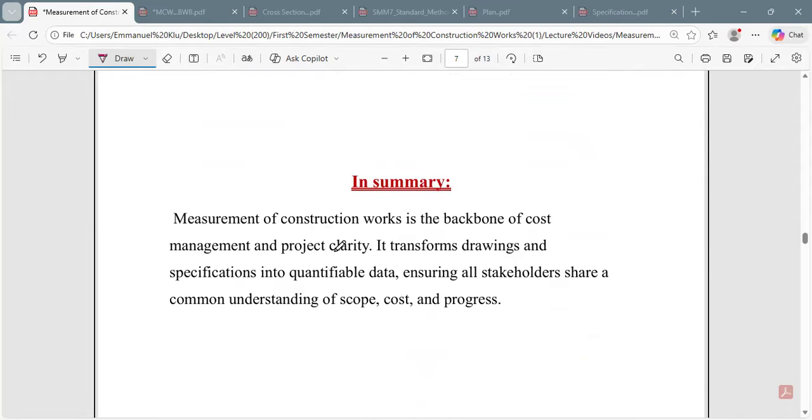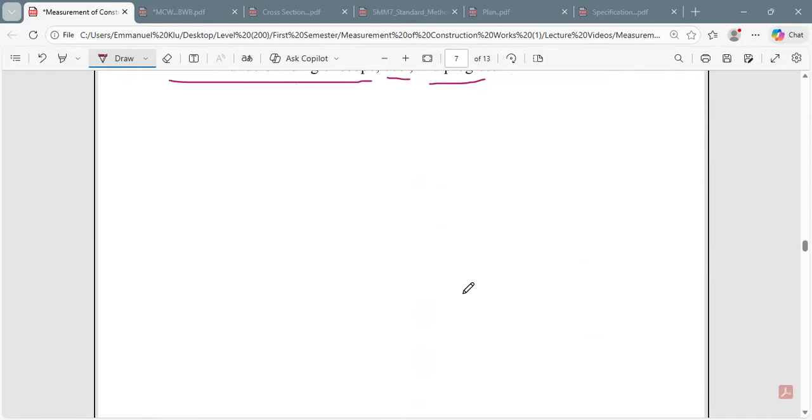In summary, measurement of construction work is the backbone of cost management and project clarity. It transforms drawings and specifications into quantifiable data, ensuring all stakeholders share a common understanding of scope, cost, and progress.